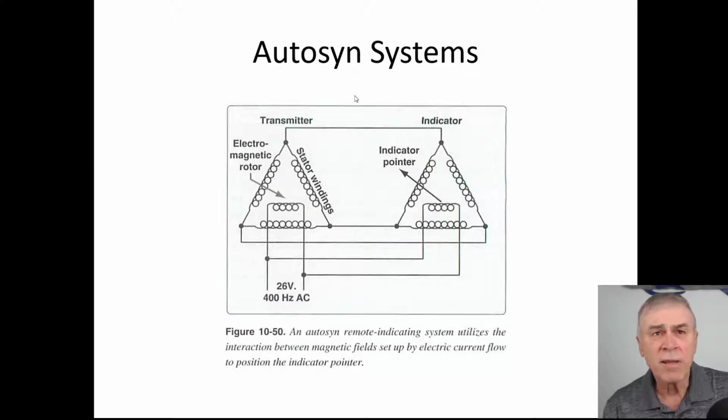All right, the last type we look at is Autosyn. It's very similar. Basically, what happens on the left is going to be mimicked on the right. Basically, it uses the interaction between magnetic fields set up by electric current flow to position the indicator pointer.